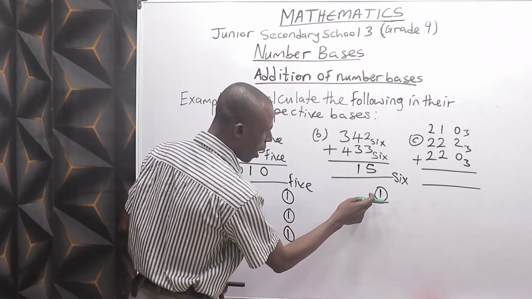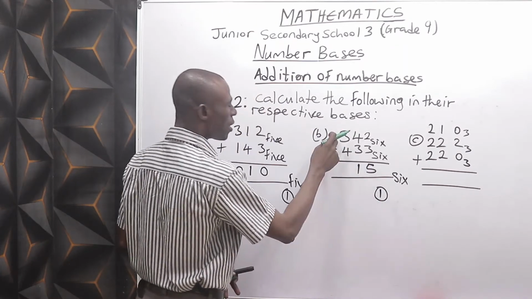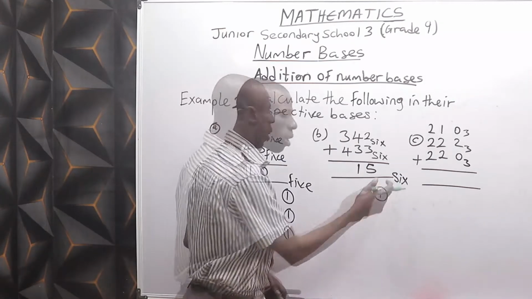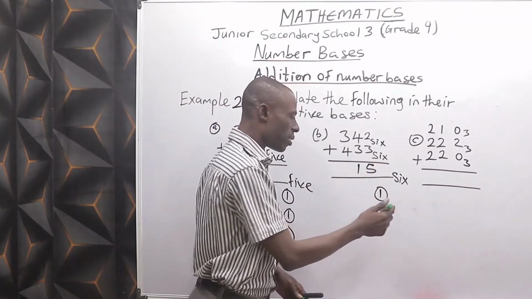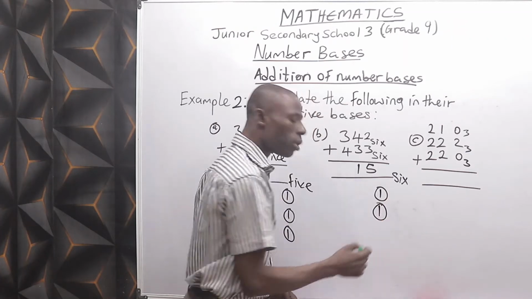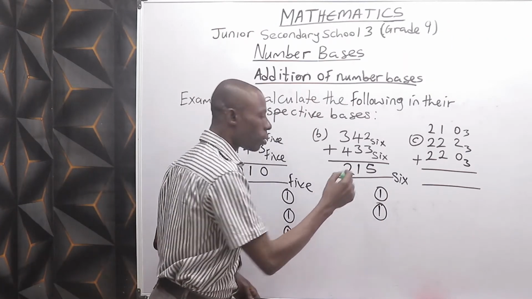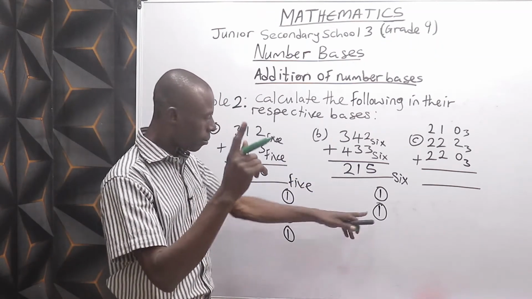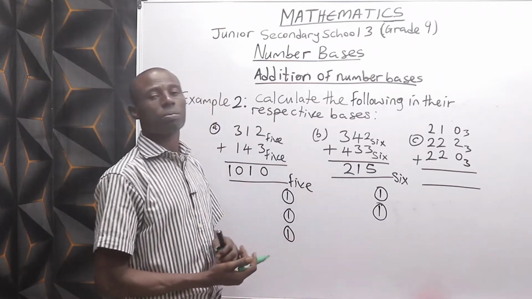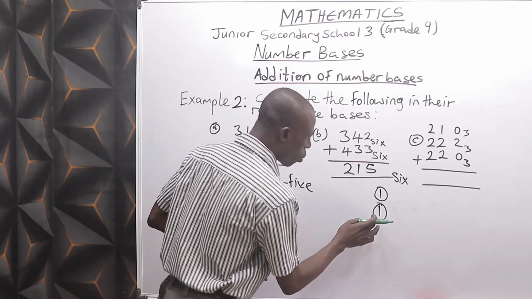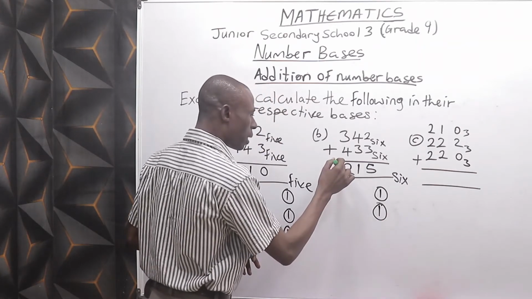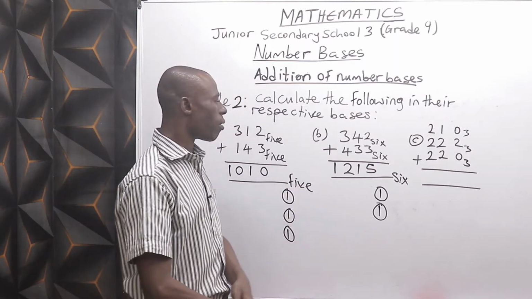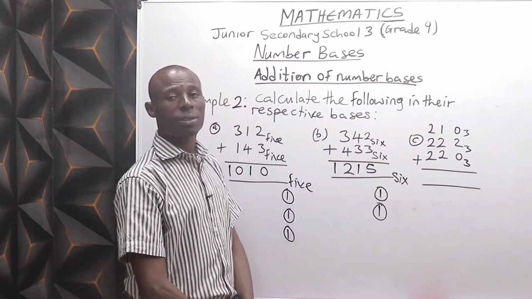So that 1 time, add it to 3 here, making 4. 4 plus 4 is 8. How many times do you have your base 6 in 8? That is 1 time, remainder 2. You have 6 in 8, 1 time, remainder 2. So the 1 time you have here, bring it to the front. And that is the end. So the answer is 1215 base 6.